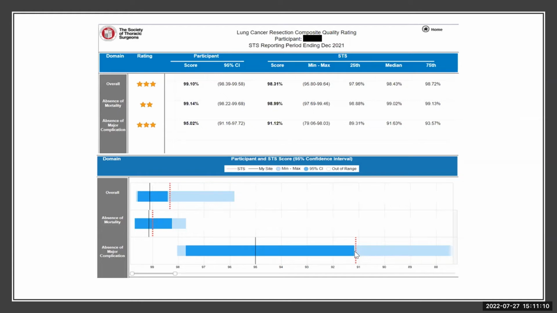If we go down to the third one, absence of major complication, you can see again the participant score is 95.02. Their credible interval is 91.16 to 97.72. Because the lower limit of their interval, which is 91.16, is higher than the STS average of 91.12, they get 3 stars. Again, you can see this below in the chart where the STS is not only to the right of the participant's black score, but it's sitting entirely outside of their confidence interval.